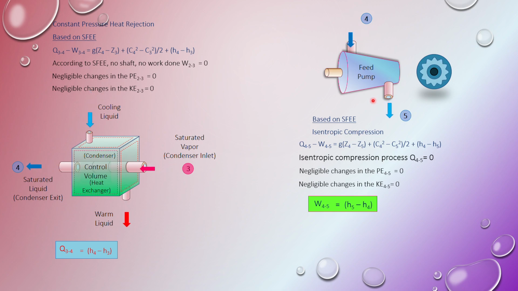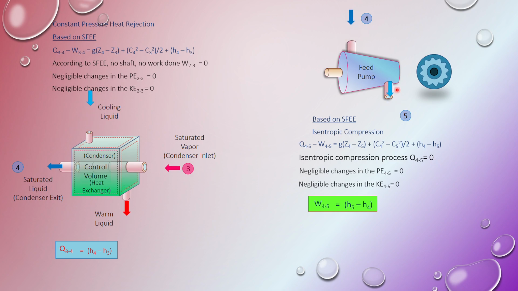For isentropic compression in the feed pump, Q4 to 5 minus W4 to 5 equals the change in specific potential energy plus the change in specific kinetic energy plus the change in specific enthalpy from 4 to 5. I've told you that the heat loss here can be considered negligible theoretically, and it is considered isentropic compression. Isentropic means no heat flow, so you consider Q4 to 5 equal to 0.